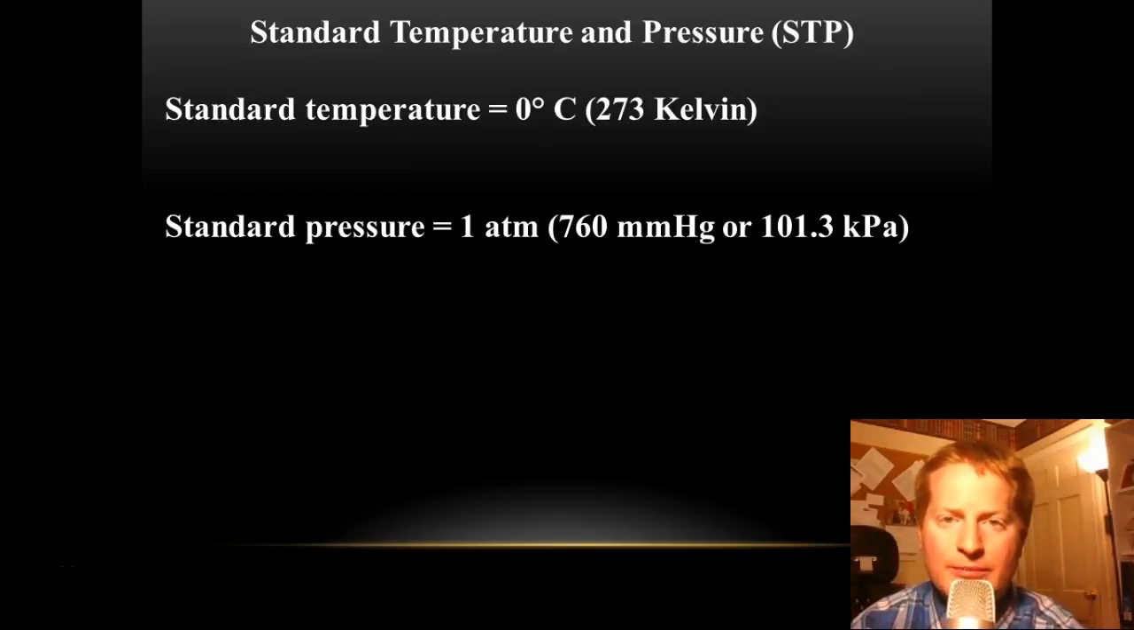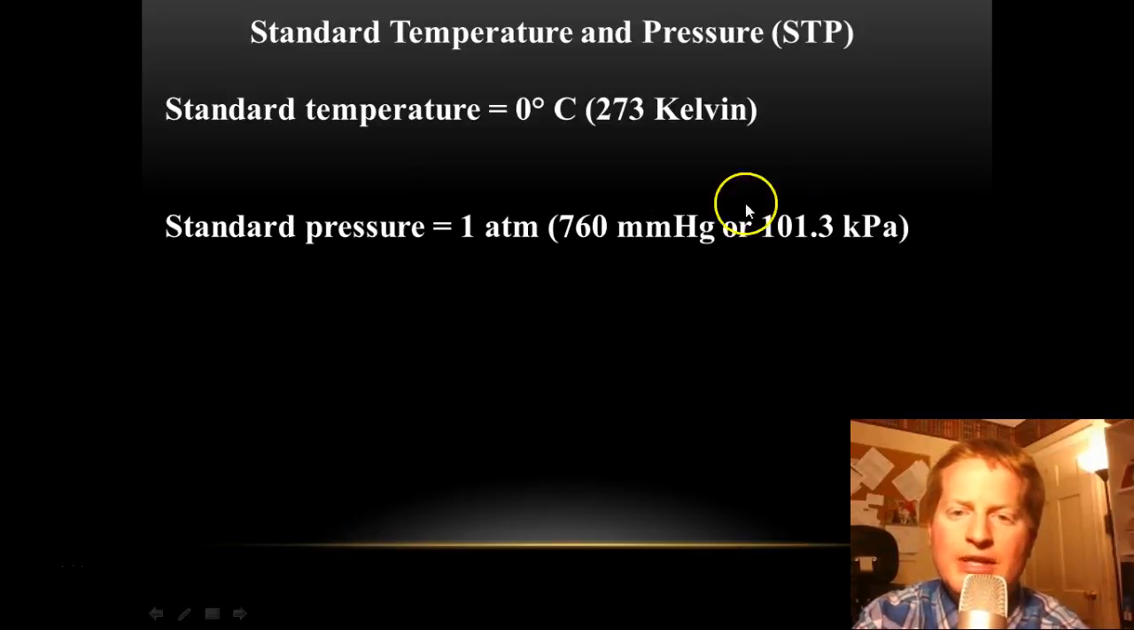Now the standard temperature is represented as 0 degrees Celsius, so the freezing point of water, or it is also represented as 273 Kelvin. Those are both the same temperature, just in different units. The standard pressure is referred to as 1 atmosphere, which is also often shown as 760 millimeters mercury, or 101.3 kilopascals. So all three of those units represent the same pressure, just different units, and this represents the same temperature, just in different units.